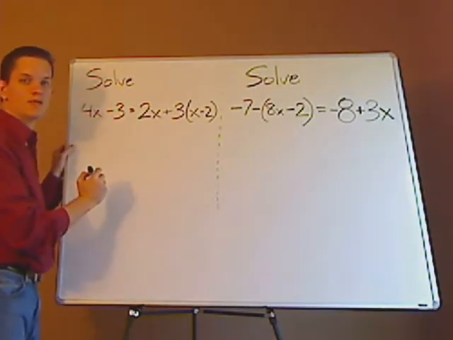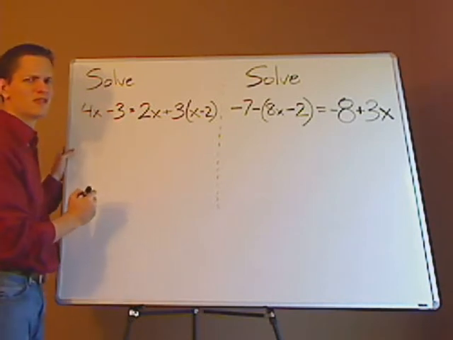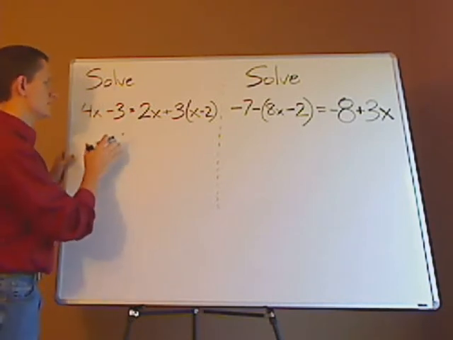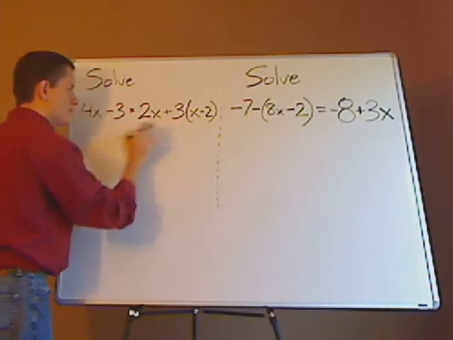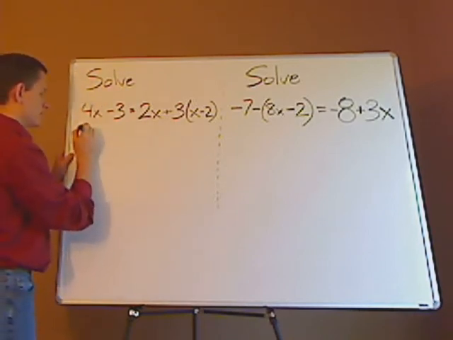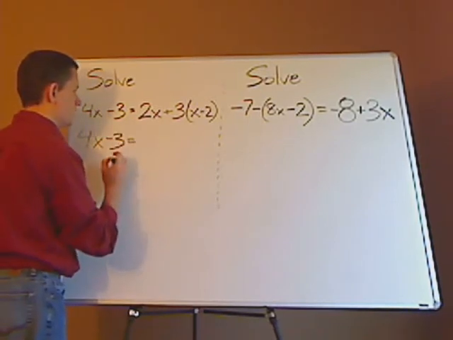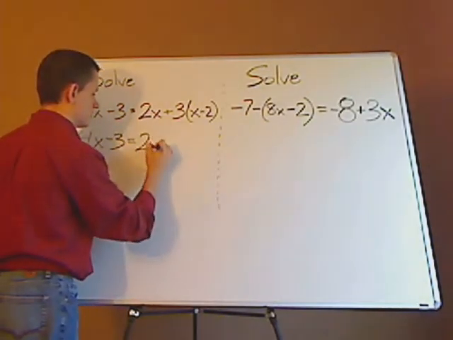What am I solving for? Right, I'm solving for x. What's my first step going to be? I'm simply going to simplify both sides. So this is as simplified as it comes. So I have 4x minus 3 equals 2x.